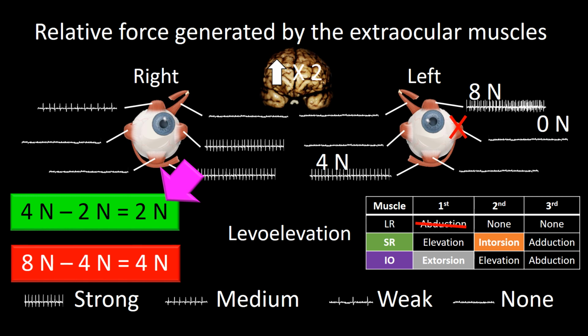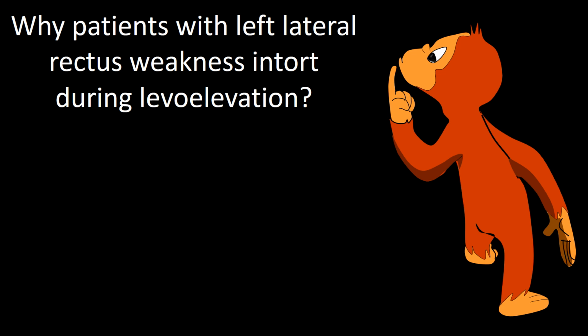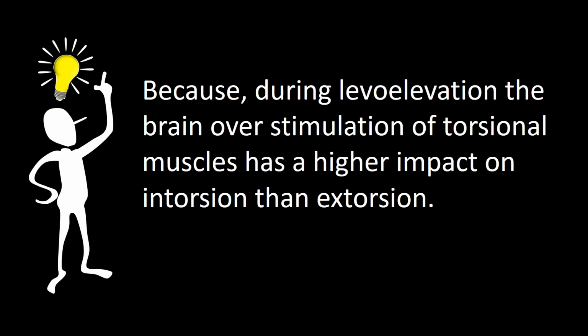Notice that in normal situations, the final torsional force during level elevation favors intorsion by 2 newtons, and that in patients with left lateral rectus paralysis, the final torsional force during level elevation favors intorsion by 4 newtons. This is a gain of 2 newtons towards intorsion that is reflected in the y-axis position of the eye in these patients. Why patients with left lateral rectus weakness intort during level elevation is because during level elevation, their brain overstimulation of torsional muscles has a higher impact on intorsion than extorsion.